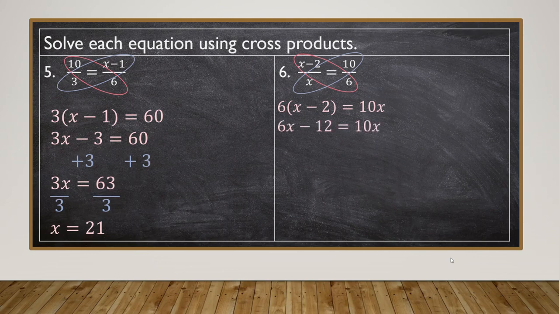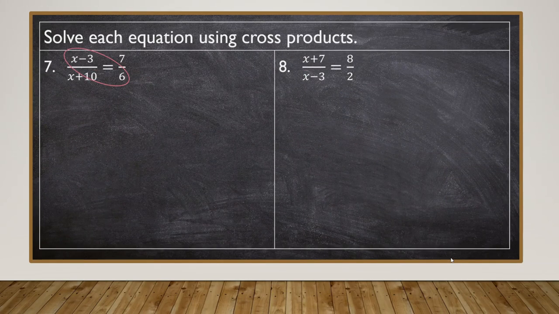Distributing the 6 gives us 6x minus 12 equals 10x. We have a variable on both sides, so I would subtract 6x from both sides and then divide both sides by 4. So we get x equals negative 3.